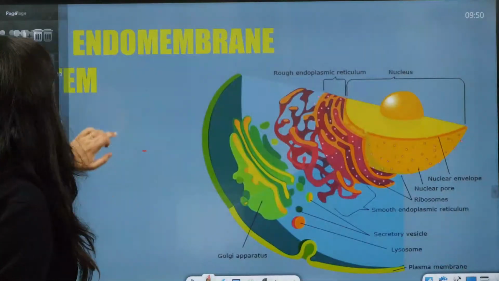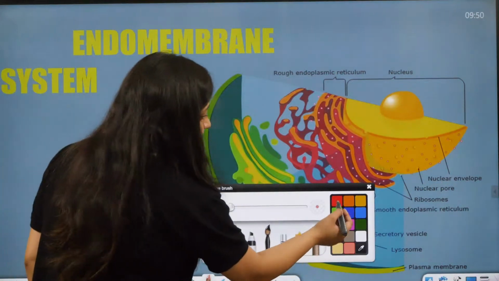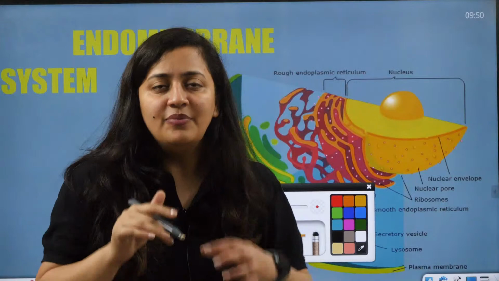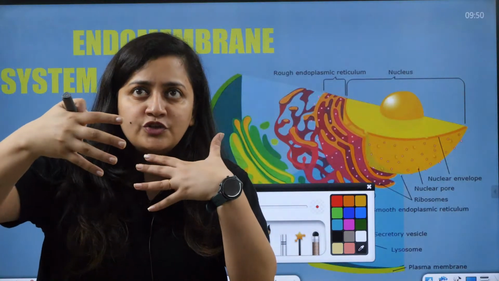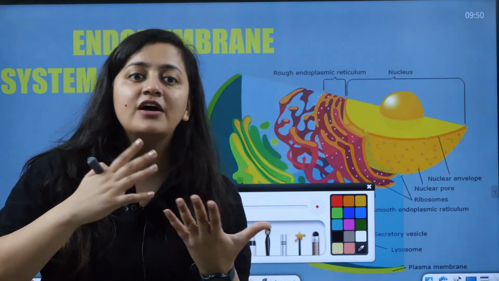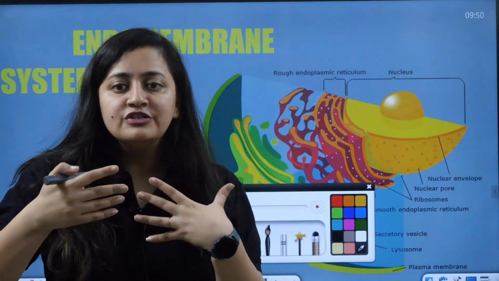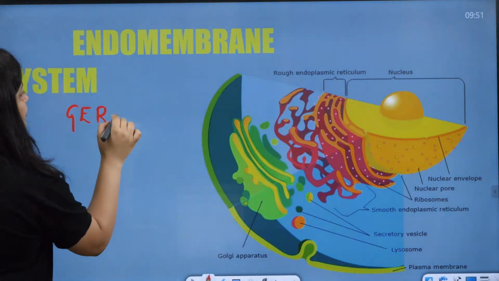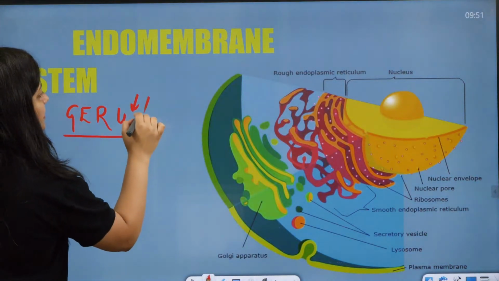Now when we talk about the endomembrane system, although we have different organelles in a cell, there are some organelles which function in a coordinated manner. Their function is all together. So yes, there is one trick for that. When it comes to the endomembrane system, we talk about the GERL complex.